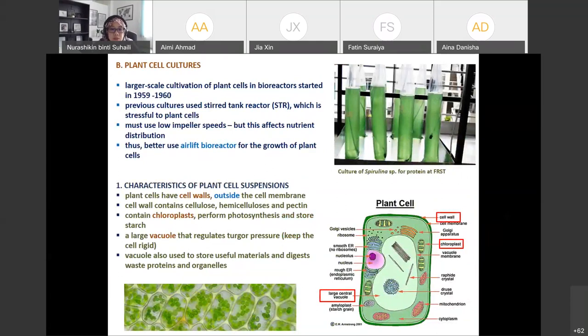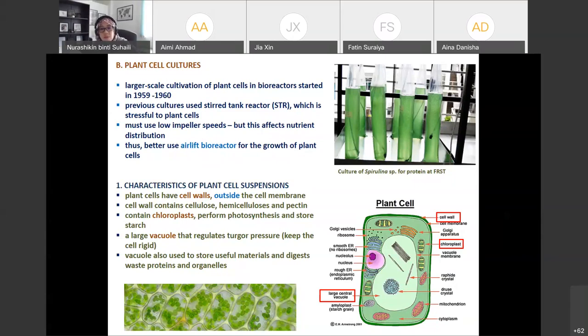Okay, plant cell cultures. Let's go to the plant cell cultures first. The large-scale cultivation of plant cells in bioreactors started in 1959 to 1960. This one actually refers to plant biotech. The biotech field is considered relatively new, because the term was coined maybe around 1950. It's considered a new field compared to other fields that are already 100 years old. So biotech started around the 1950s as well.